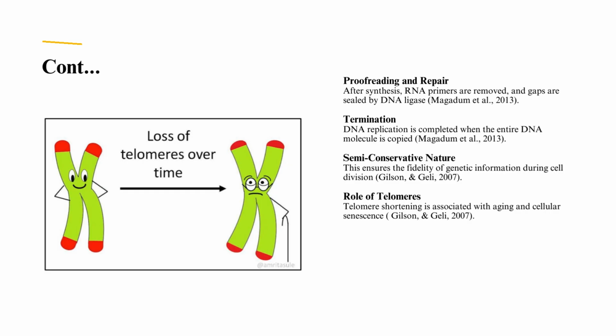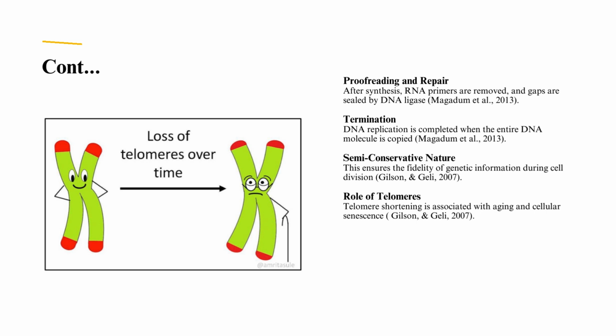Next up is proofreading and repair. After synthesis, RNA primers are removed and gaps are sealed by DNA ligases. DNA polymerases have proofreading functions to correct errors in nucleotide incorporation.